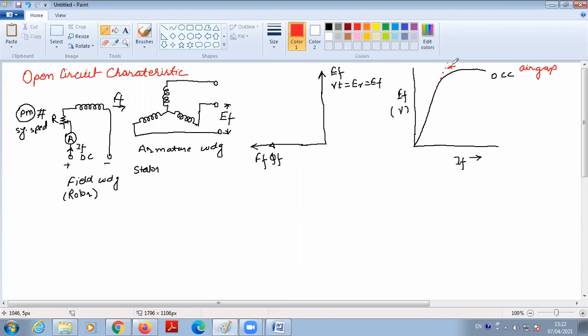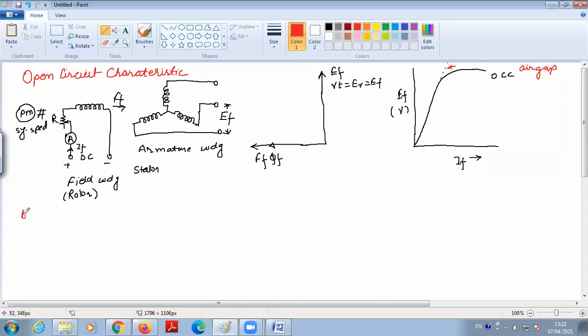So this is called the open circuit characteristic. Under open circuit characteristic, your excitation voltage is equal to the resultant voltage, which is equal to the terminal voltage. Under open circuit characteristic, we run the prime mover at a constant speed. We increase the excitation from 0 to its rated value, and we find that this type of curve is obtained for the open circuit characteristic. The second characteristic is the short circuit characteristic.